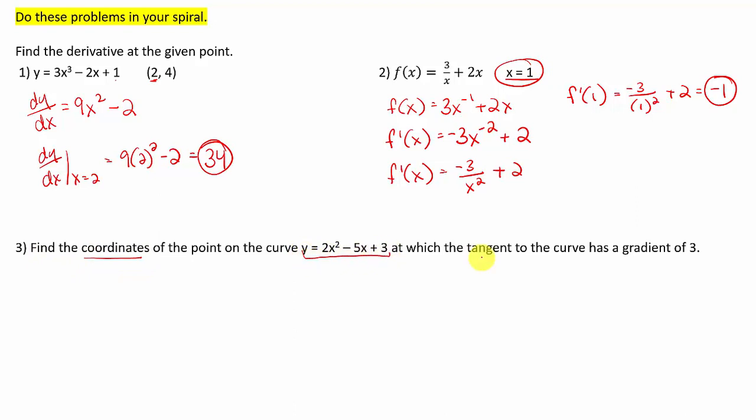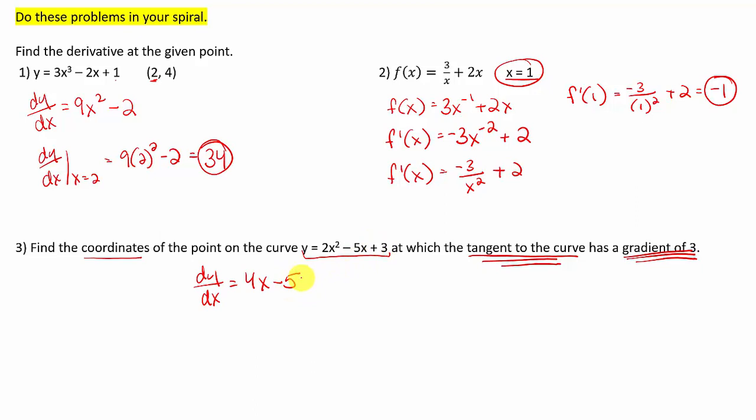Okay? Last one, find the coordinates of the point on the curve, y equals 2x squared minus 5x plus 3, at which the tangent to the curve has a gradient of 3. Okay, so still the first thing we need is the derivative. So the derivative here is going to be 2 times 2 is 4x, and I'm subtracting a power, or a 1, which gives me just x. The derivative of negative 5x is negative 5, and then the derivative of 3 is 0, which I don't need to write.